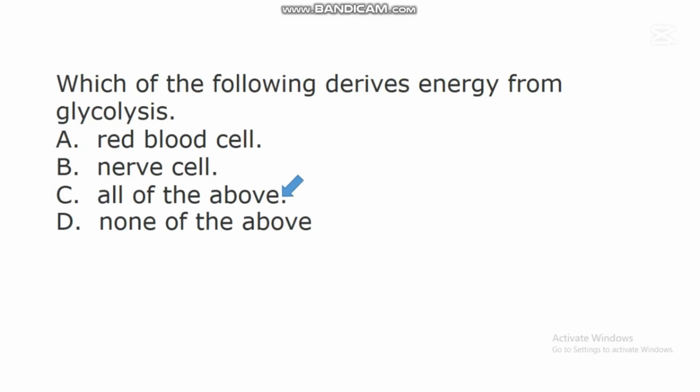Studies have shown that there are some cells that derive their energy primarily from glycolysis. One of the cells of the body that derives its energy from glycolysis is the red blood cell. The red blood cell doesn't have a mitochondrion, which is the powerhouse of a cell. So this type of cell derives its energy mainly from glycolysis. The nerve cell also derives energy from glycolysis.